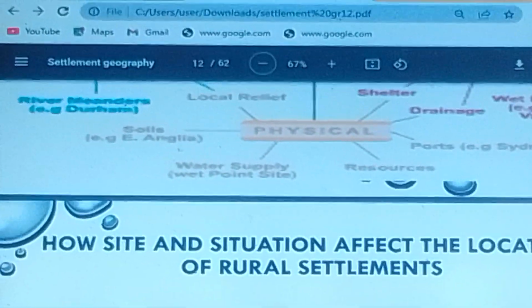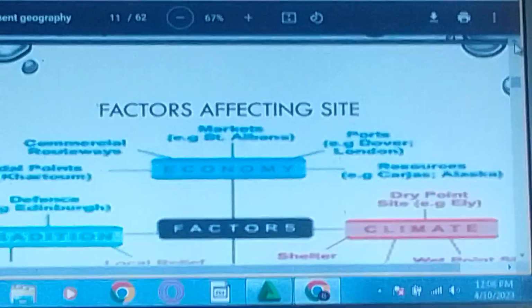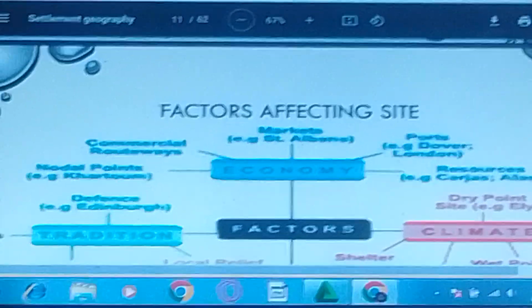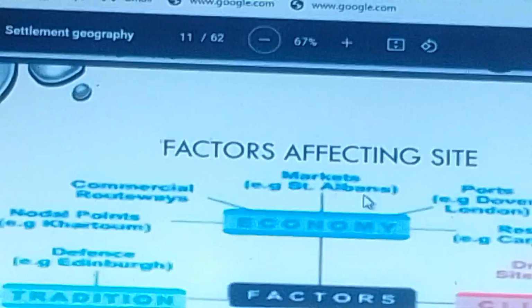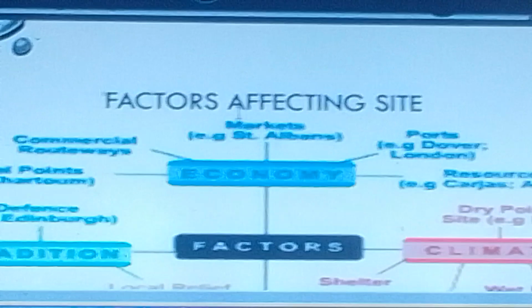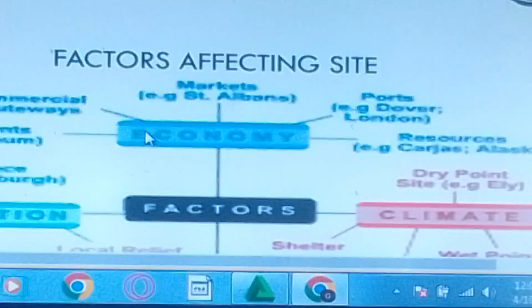What are the factors that affect the site of a settlement? There are so many factors. Factors can be economy. If you look at economy, it can be markets, it can be availability of ports, commercial routes. These can also influence.